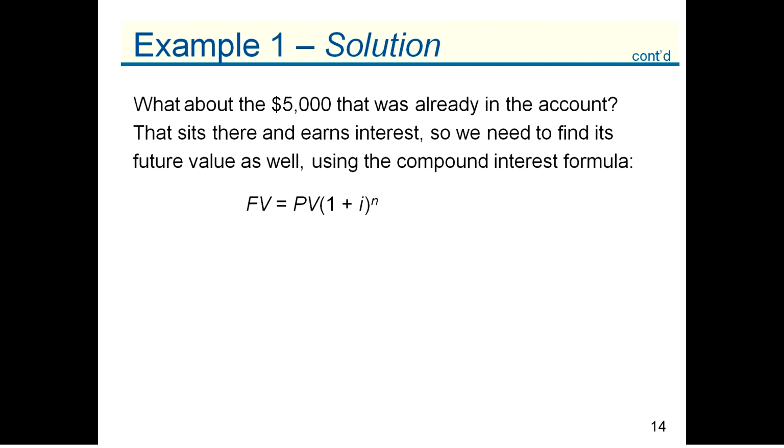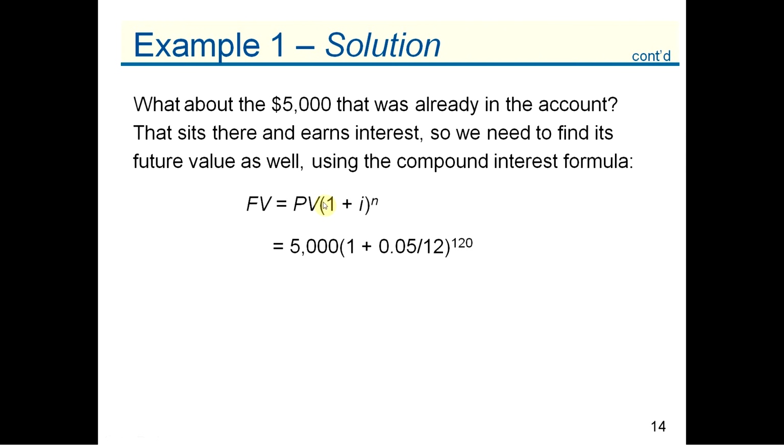Now the $5,000 that was already in the account, that's just a straightforward compound interest calculation. So we've got $5,000 that was already in the account. We know that we're compounding monthly. It's the same interest rate, our 5%. So we're just going to use the compound interest formula that we used in section 5.2.